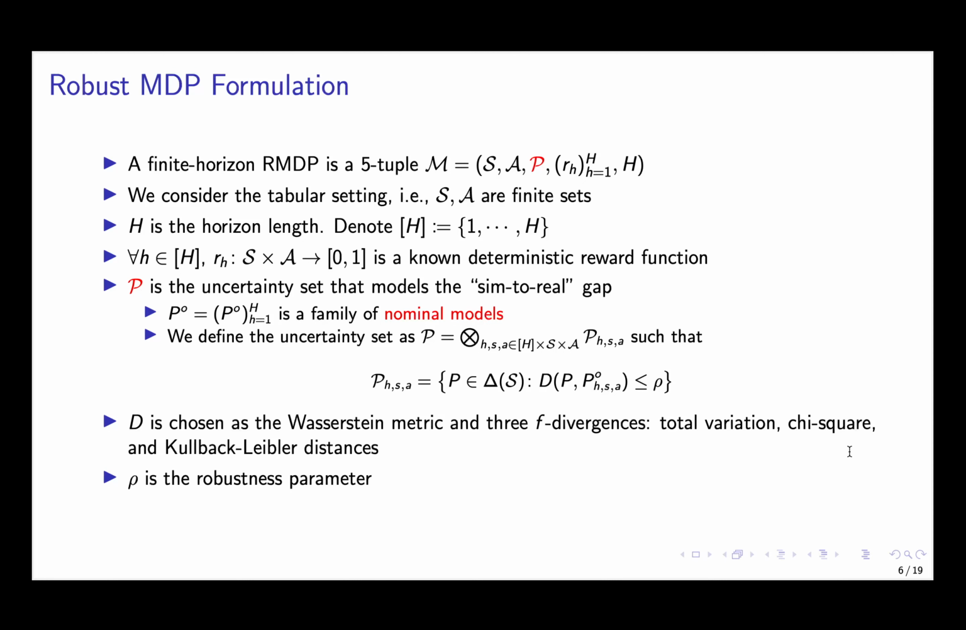We use this to define the uncertainty set, which is a set product of all measures close enough to the nominal model. This construction also ensures a property called SA rectangularity. Essentially, the worst model at each h, s, a triple is independent from those at other times, states and actions. For more details, please refer to Iyengar's paper on RMDP. D as a distance is chosen as the Wasserstein metric and the three other f-divergences: TV, chi-square, and KL. Rho is the robustness parameter that measures the size of the uncertainty set.